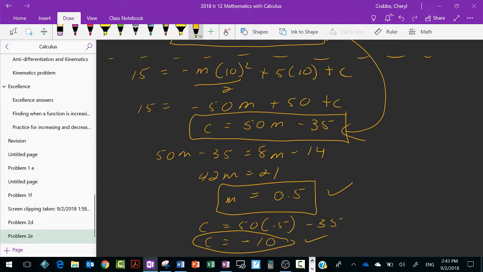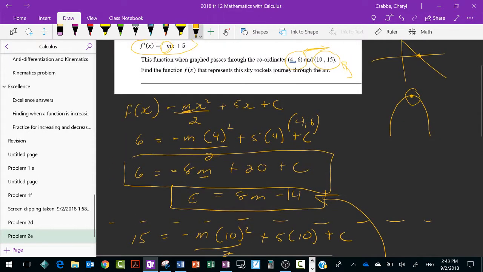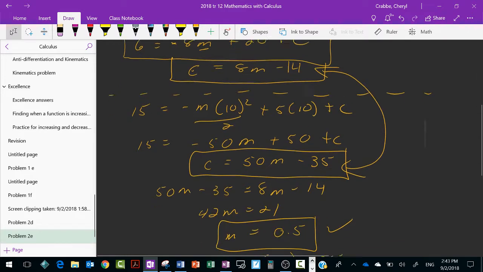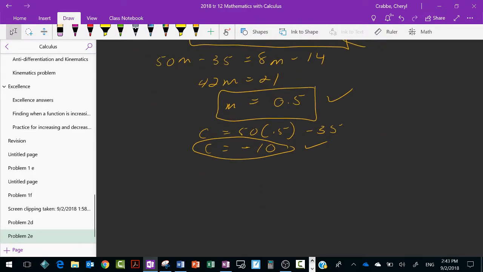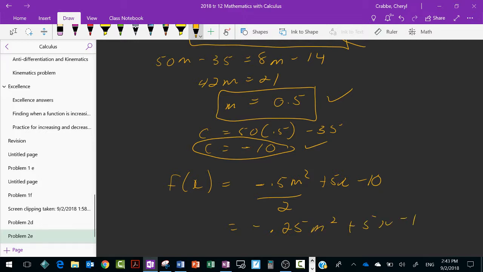Now, once I've got m and c, it's just a matter of going back up to my equation and substituting those values into f(x). So you get f(x) is equal to negative 0.5 x squared over 2 plus 5x minus 10, and that's going to be equal to negative 0.25 x squared plus 5x minus 10. Here's your answer.